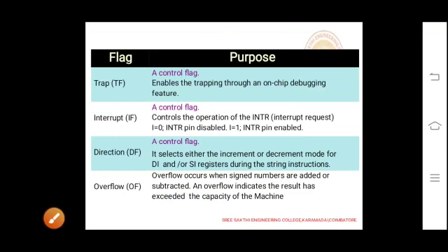The trap flag is used for enabling the on-chip debugging mode. The interrupt flag is used for controlling the operation of the INTR pin. When I equal to 0, the INTR pin is disabled. When I equal to 1, the INTR pin is enabled. Next one is the direction flag. It selects either increment or decrement mode for the DI or SI register during string instructions. The overflow flag indicates the result has exceeded the capacity of the machine's limited memory.